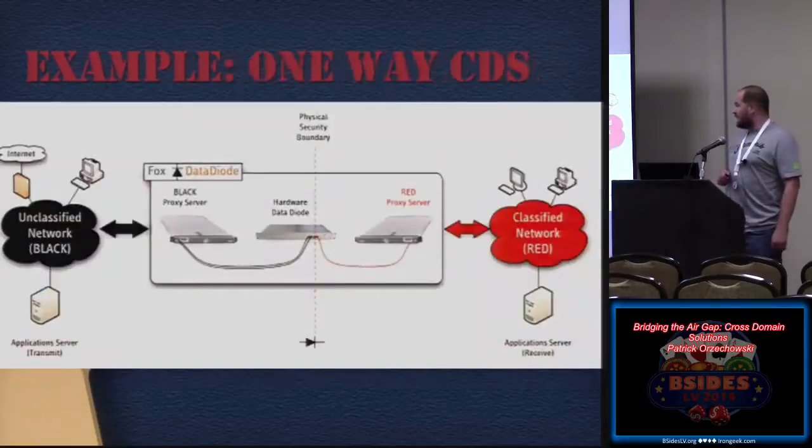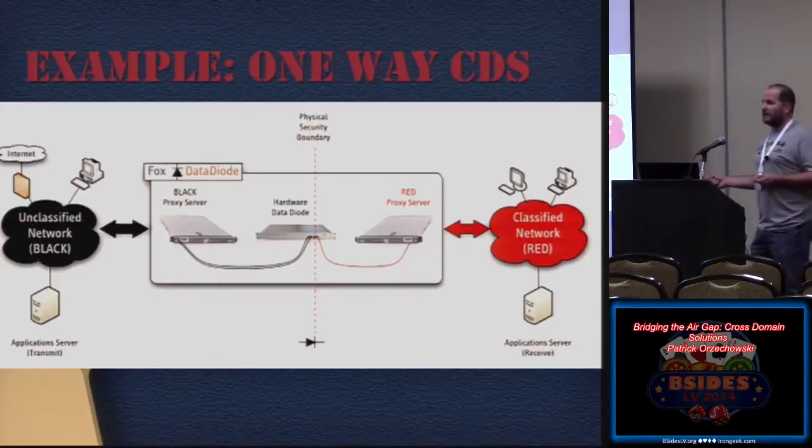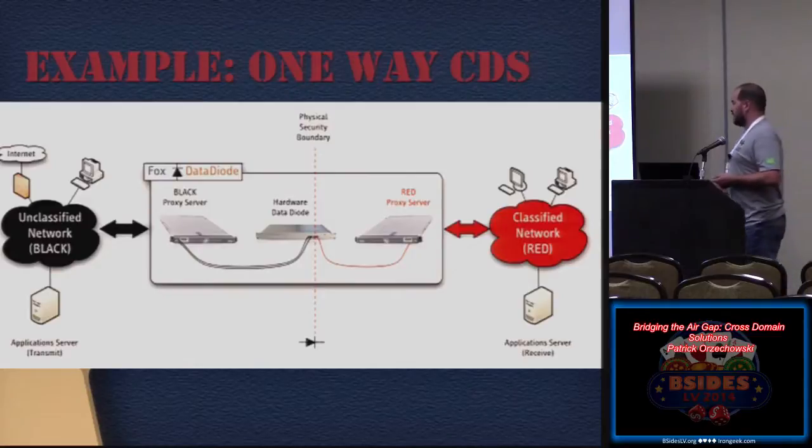One-way CDS is pretty simple. This is called the Fox data diode. This has transmit and receive on the black side, and on the red side you have a one-way fiber transfer. So transmit on the data diode and receive only on the red proxy server over here. So it's connected only one way with fiber, so it physically cannot transfer data back through to the unclassified side.